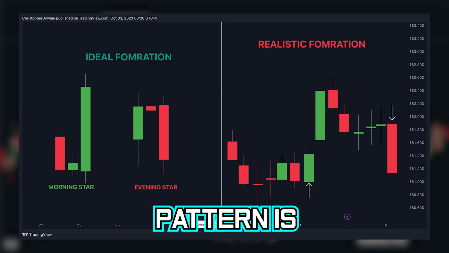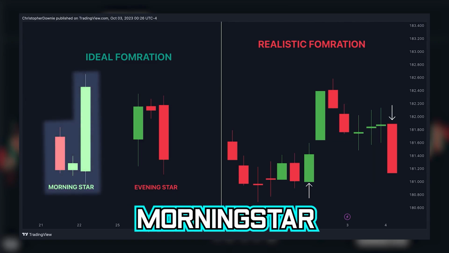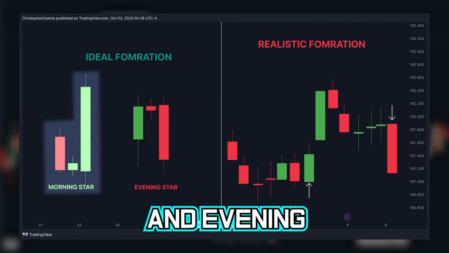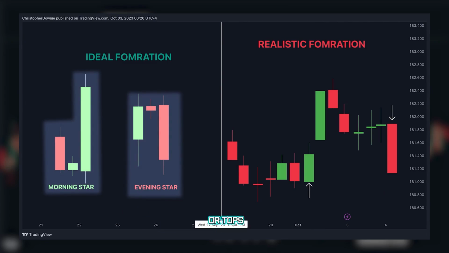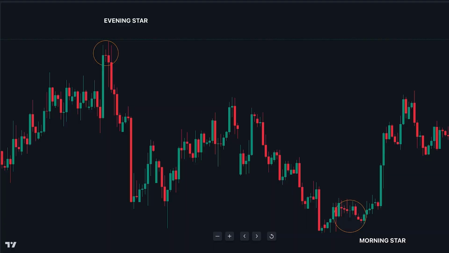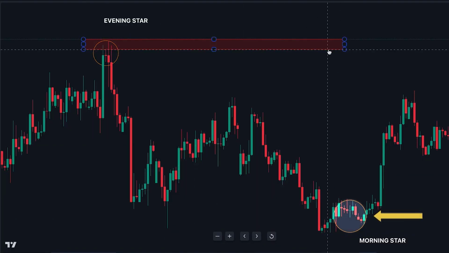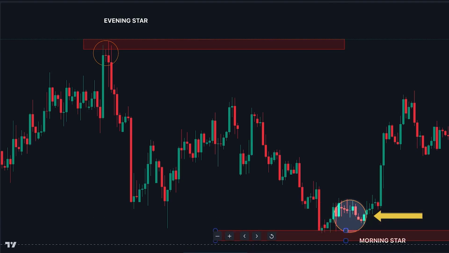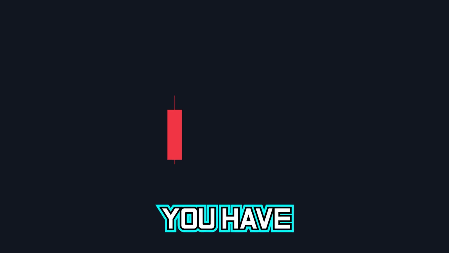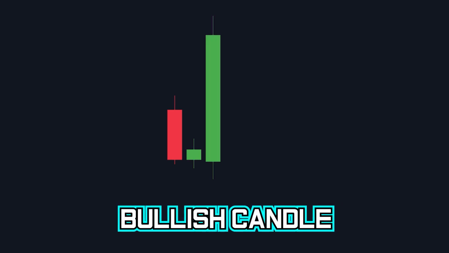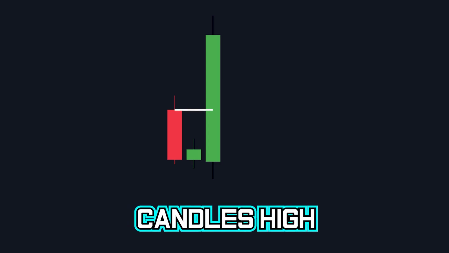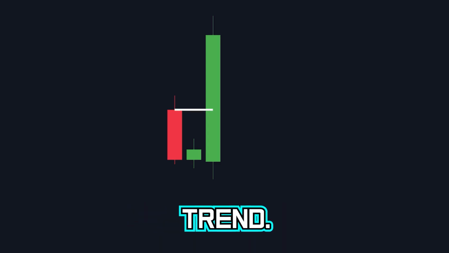This next pattern is one of our favorites and is called Morning Star for bullish formations and Evening Star for bearish formations, and is used to signify bottoms or tops in the market. Let's start with the Morning Star. The Morning Star pattern is a 3-candlestick pattern. Ideally, this is how the candle pattern should form. You have a bearish candle followed by a weak bullish candle and then a strong bullish candle that breaks the previous candle's high and signifies a bullish trend.